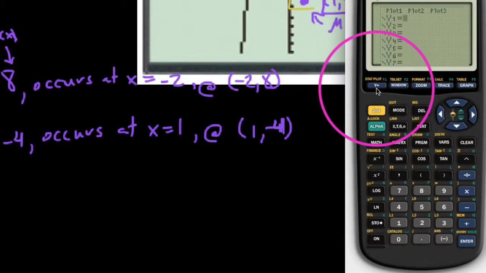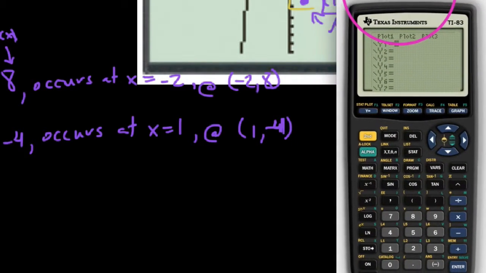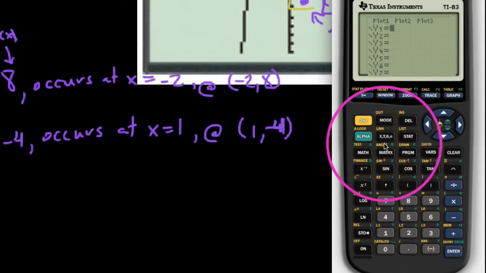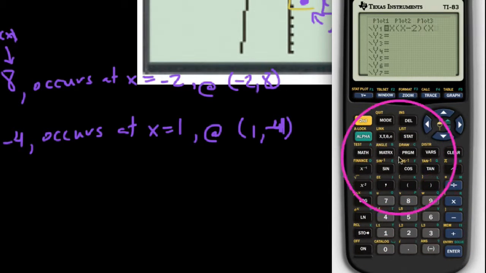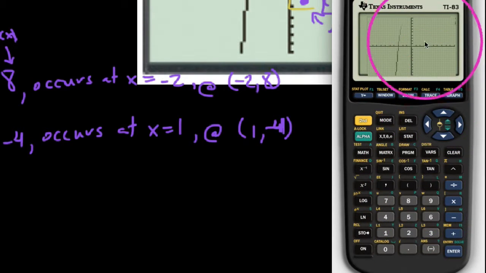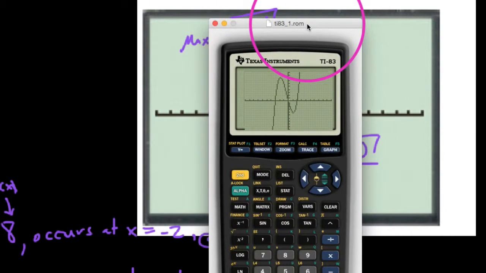So the first thing we want to do is go to our y equals here, and we're going to input the function. I need to go x, times x minus 2, and then we're going to take that times the quantity x plus 3. Just to verify that I have this graph in correctly, I'm going to click on graph, and you'll notice that we get the same graph that we're looking at here.